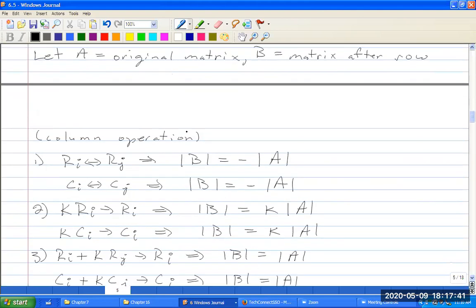Let A be the original matrix, let B be the matrix after the row operation, or column operations if we're talking about them. If you interchange the ith and jth rows, then the determinant changes sign. Similarly, if you interchange the ith and jth columns, the determinant will change sign. If you multiply the ith row by k, or the ith column by k, then the determinant of the matrix is multiplied by that factor k.